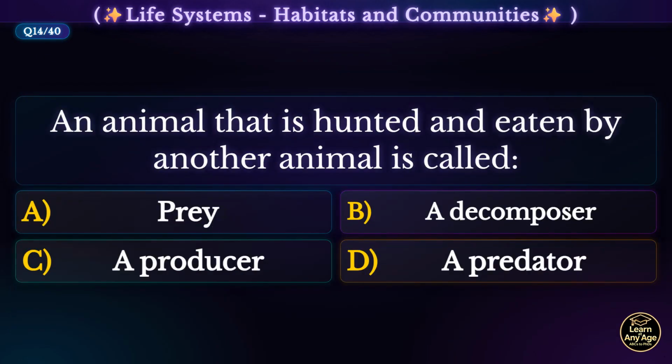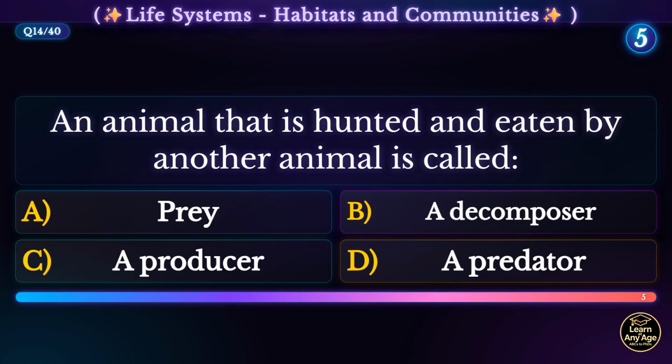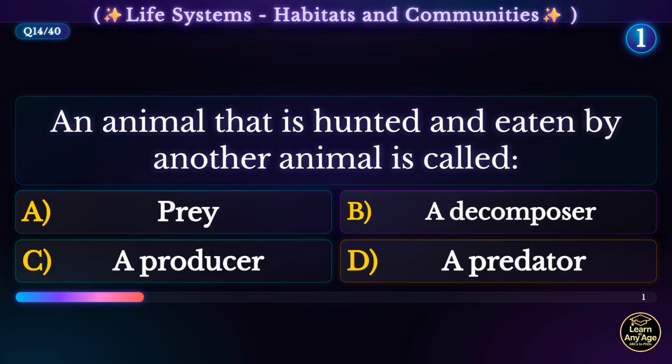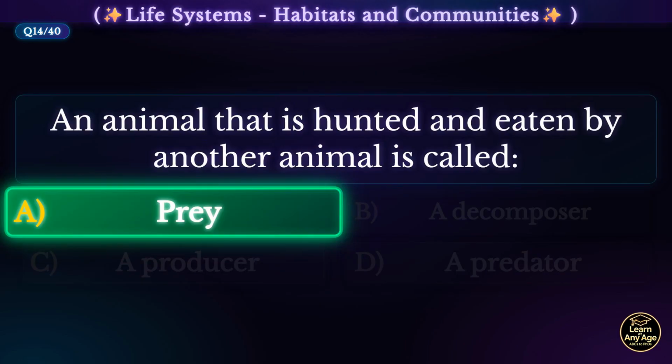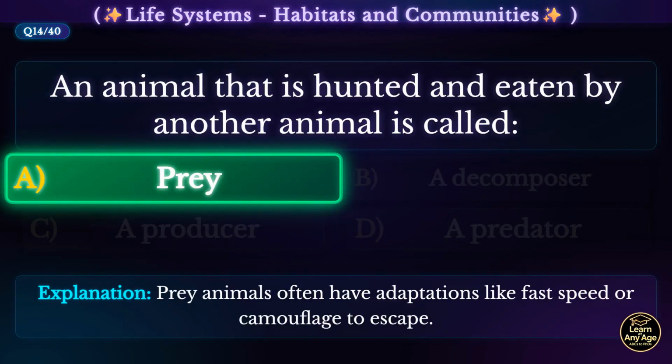An animal that is hunted and eaten by another animal is called prey, a decomposer, a producer, a predator. Prey. Prey animals often have adaptations like fast speed or camouflage to escape.